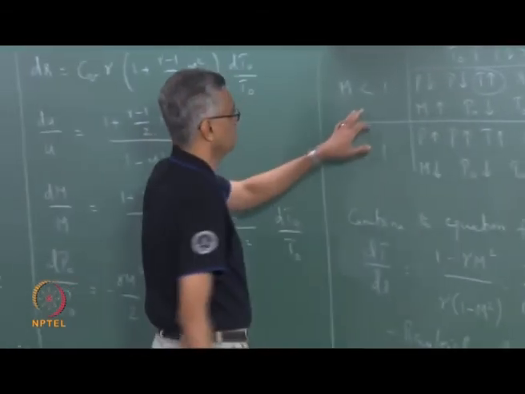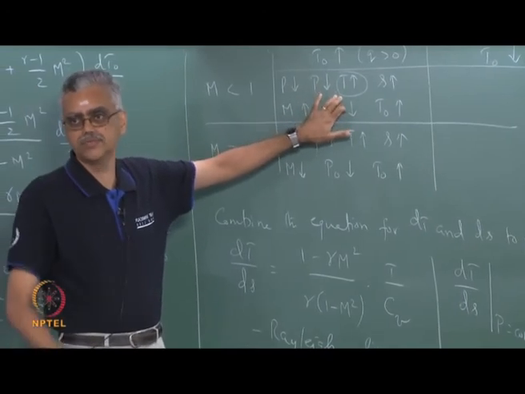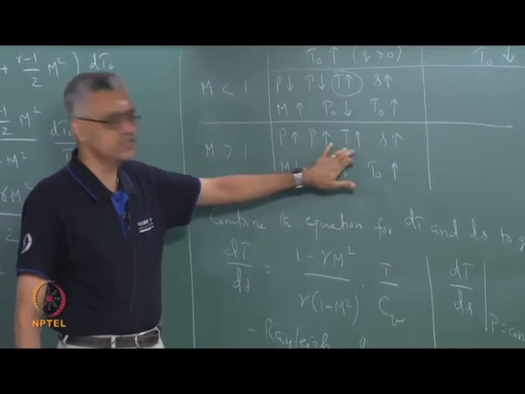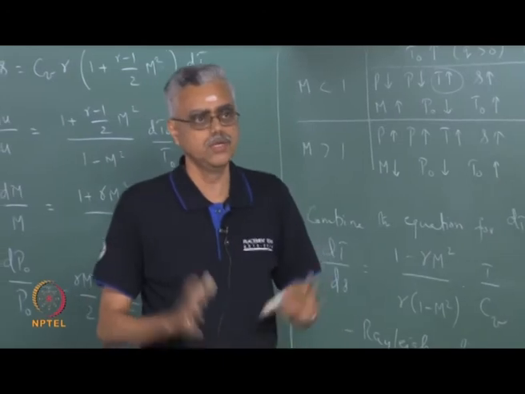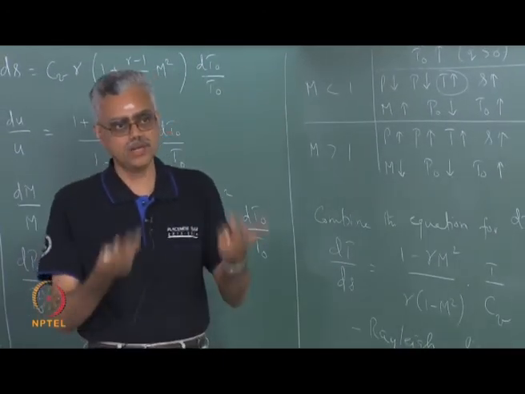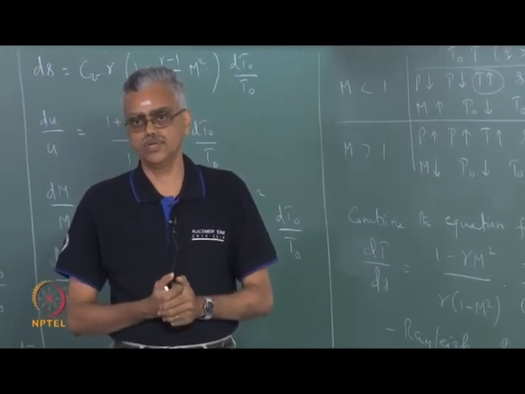If you remember, for a subsonic flow we said static pressure decreases, static temperature increases, that you see from here, and for a supersonic flow, static pressure increases, static temperature increases, that also you are able to see from this diagram. So, the diagram captures the essence of what we have done so far. There are two branches to the Rayleigh line, one is the subsonic branch, the other one is the supersonic branch.